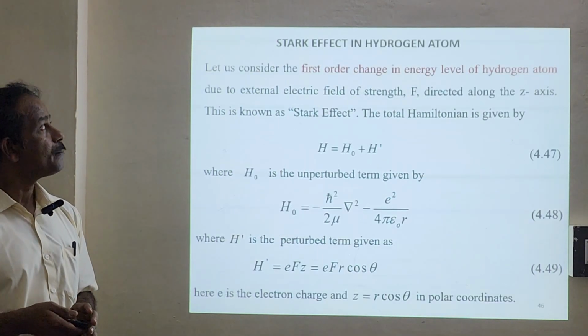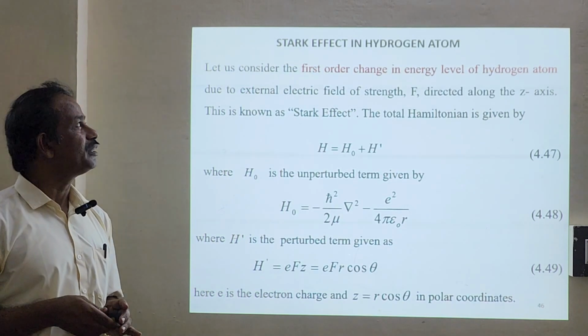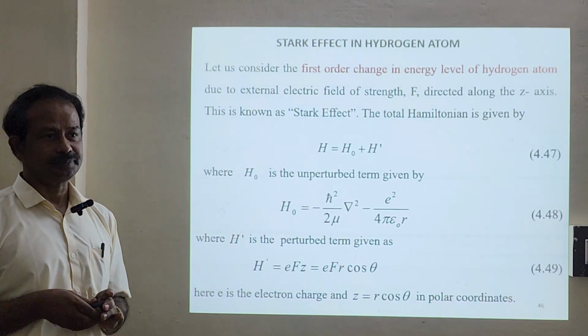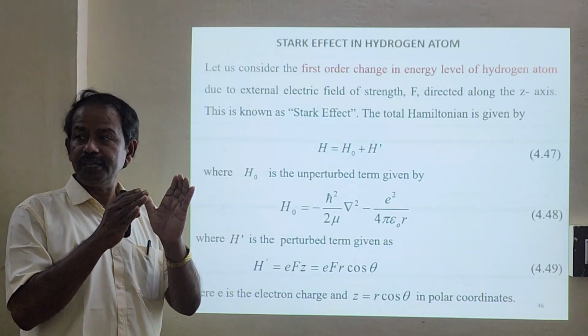So this is the theory that begins the Stark effect in the hydrogen atom. As I said, we have a spectral line.